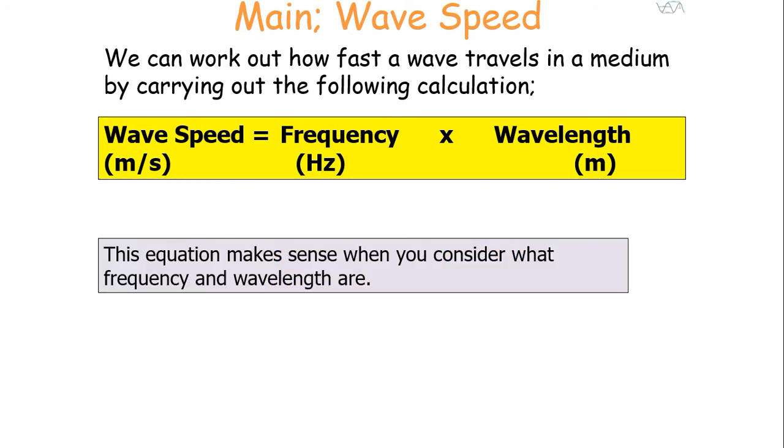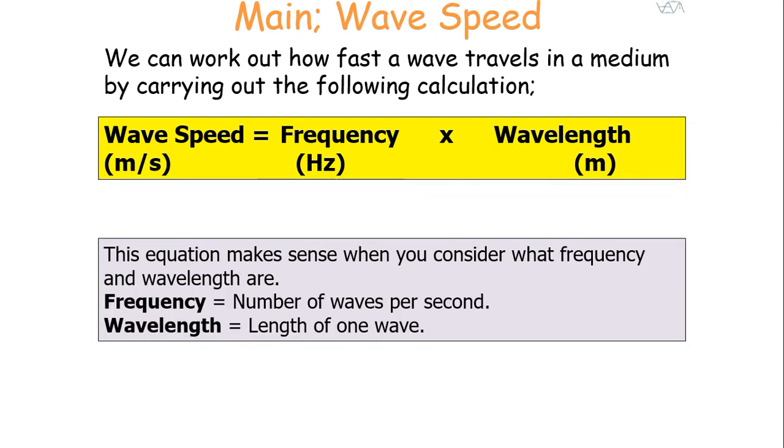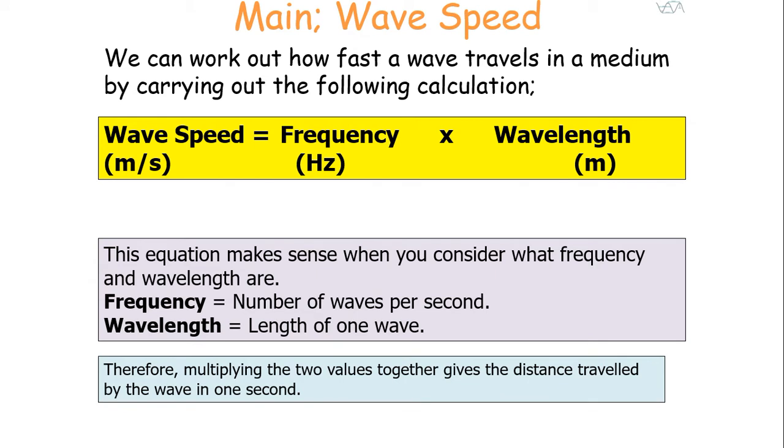Now this equation makes a lot of sense when you consider what frequency and wavelength are. Frequency is the number of waves passing a point every second, and wavelength is the length of one wave. Therefore, if you multiply the two values together, it gives you the distance travelled by a wave in 1 second, which will be the speed.